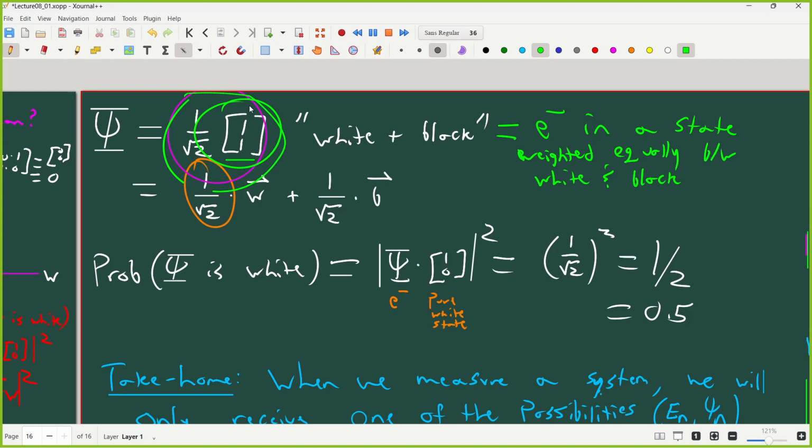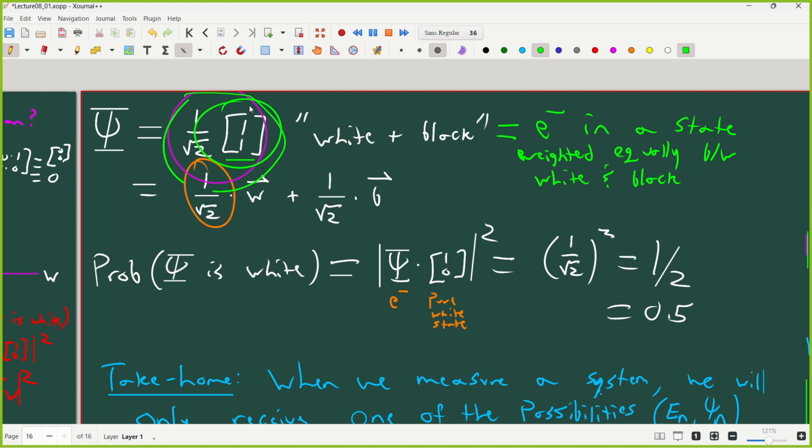Before that measurement, before we ever touch it, right, it's by itself, never been touched, never been looked at, never been measured, the electron's not white plus black. It's not in a particular energy level. It's undefined. It's in all possible states. It can be in any possible state. It's simultaneously white and black.